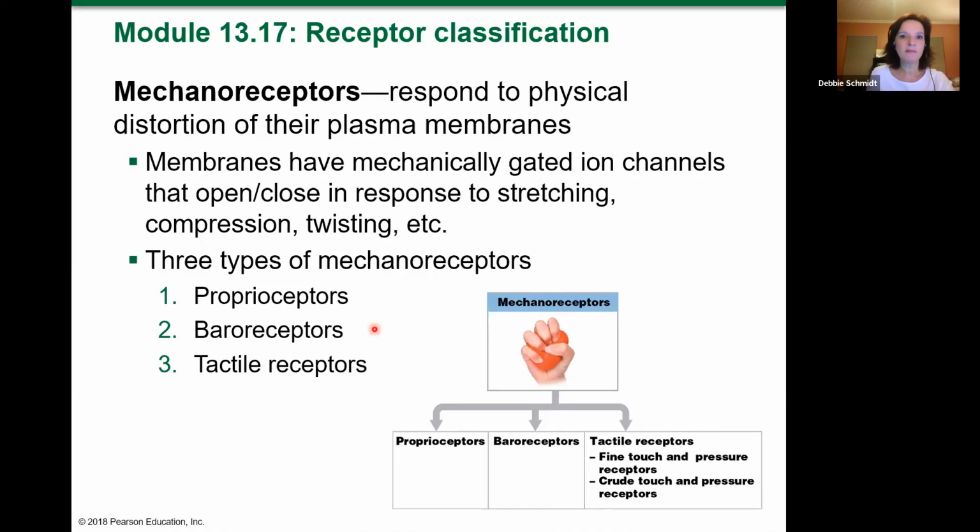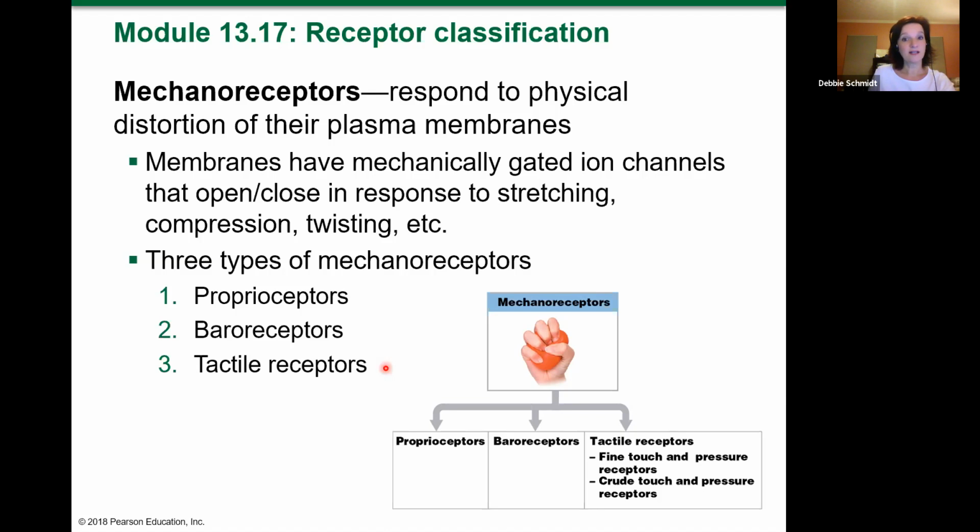Baroreceptors, think barometer. Baroreceptors are pressure receptors. We have baroreceptors, for example, in blood vessels. So when your blood vessels start to stretch too much because of the pressure in there, then your body's going to respond by trying to lower the pressure.